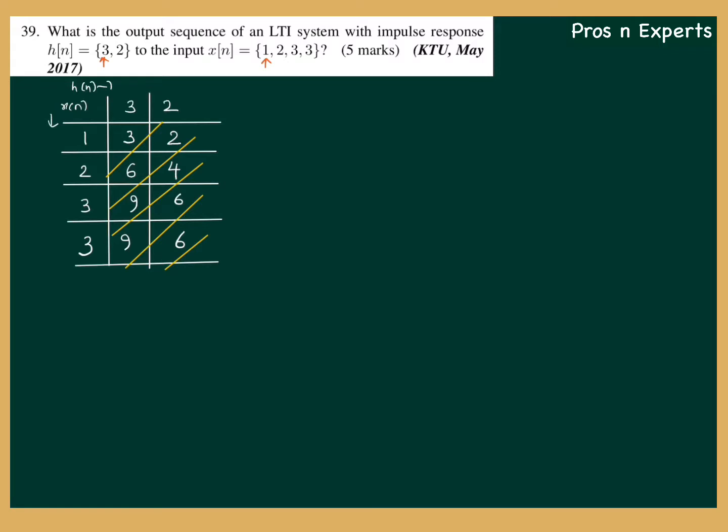Now the next step is nothing but the answer. Y of n is equal to, in the first categorization only 3 is there, so the answer is 3. In the next diagonal partition there is 2 and 6, which will give you 8, so 8. The next one, 9 and 4, sums up to 13. Then 9 and 6 sum to 15, and finally 6. Okay, so this is the answer, and from the procedure it should also start from 3.